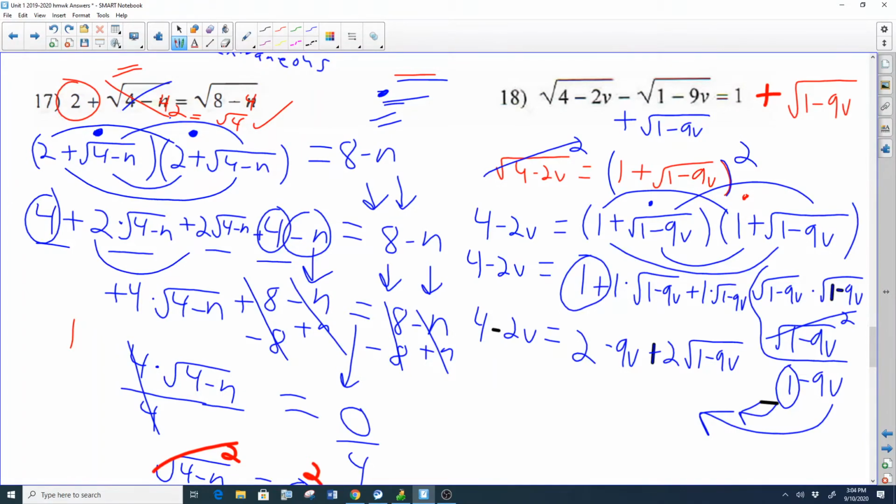Okay, so now we want to get everything to the other side that's not a radical. So we're going to go minus 2 to this side, minus 2 to this side. So 4 minus 2 is 2. And then we're going to add 9v, add 9v. And so a 9v with a negative 2v is a 7v. Good. So those are gone. And now we have a 2 radical 1 minus 9v.